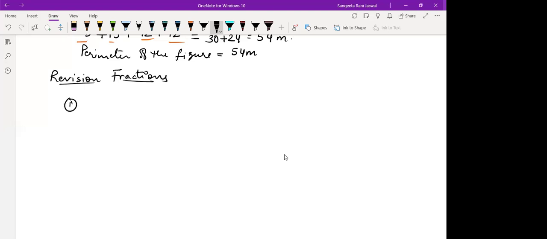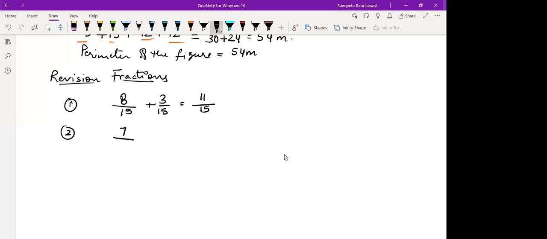Let's take one example. 8 by 15 plus 3 by 15. So, children, these are like terms. Why do we call them like terms? Because they have equal denominators. So when the denominators are same, we just add the numerators. So 8 plus 3 will be 11. You get it? Yes, ma'am. I also got the same answer.